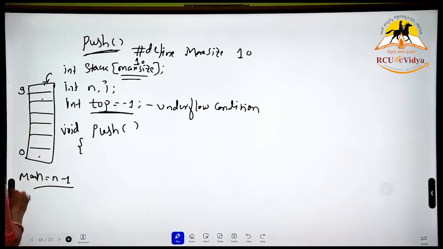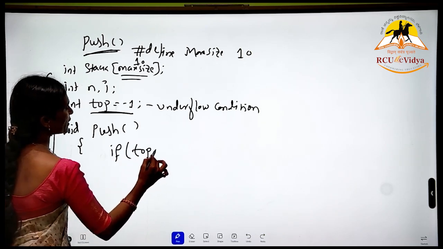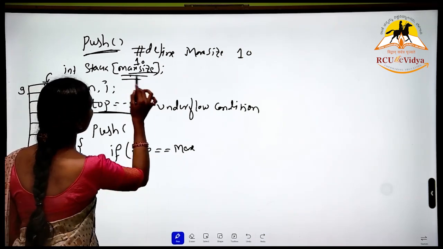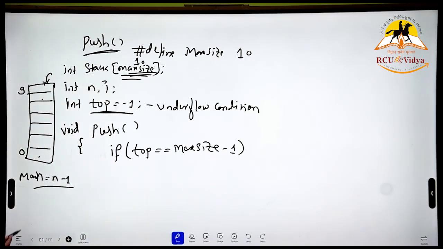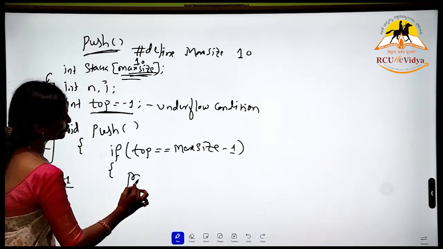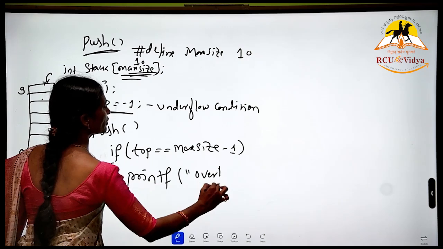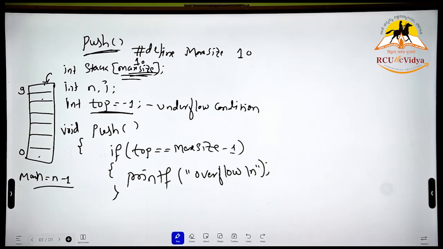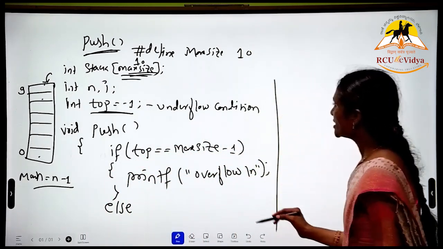That condition is full. If top has reached max size minus 1, because indexing starts from 0, hence we have to take it like this. If this is the case, what do we display? printf: this condition is called overflow. You cannot insert elements if it has already reached the maximum size. Otherwise, else, you have the else part.